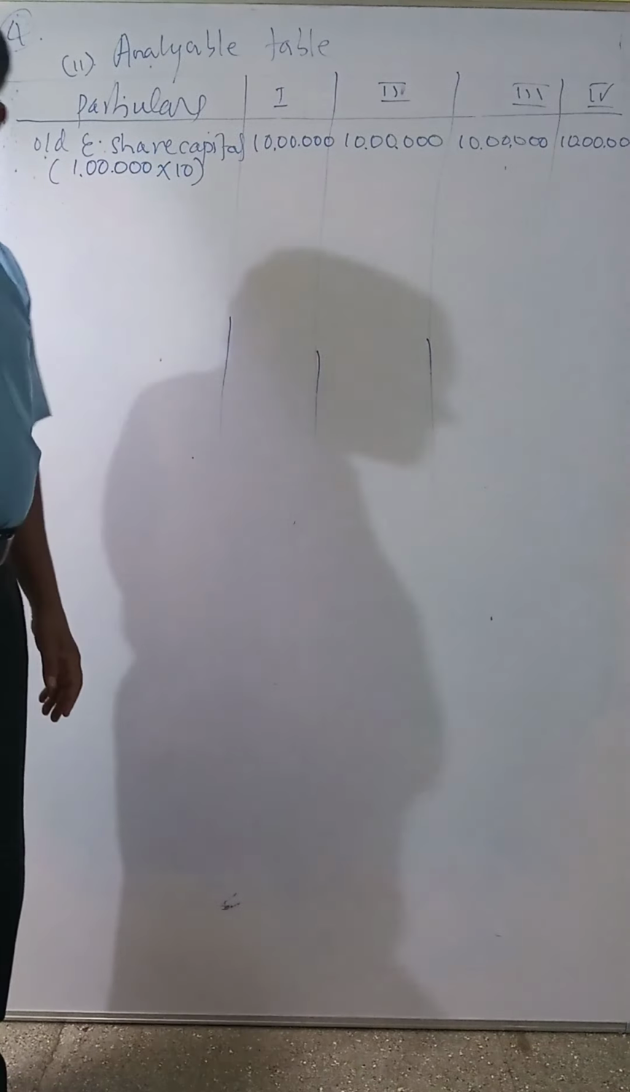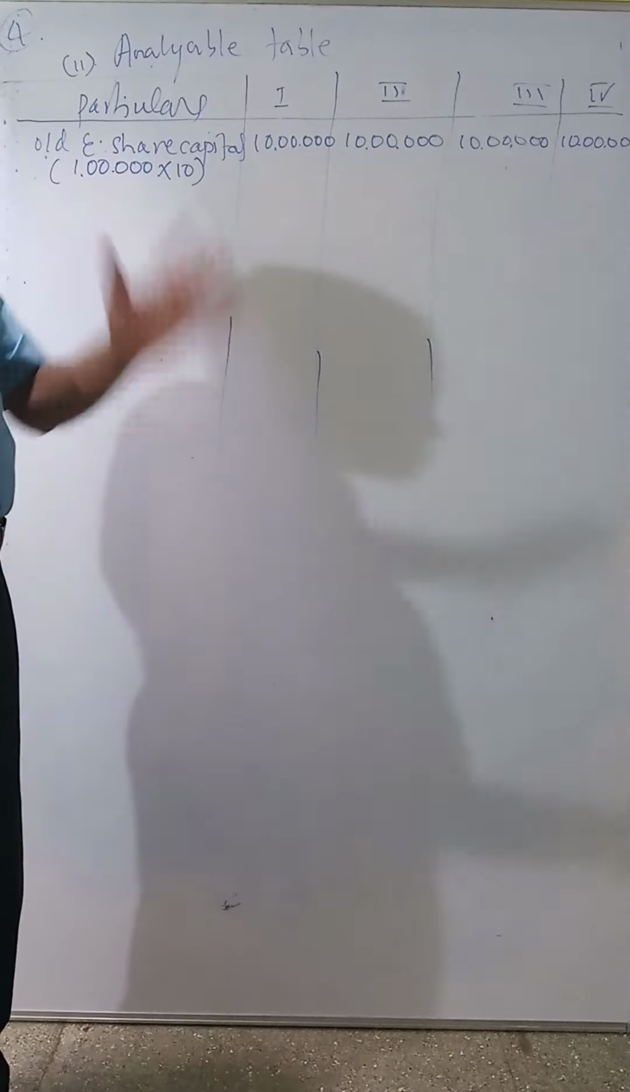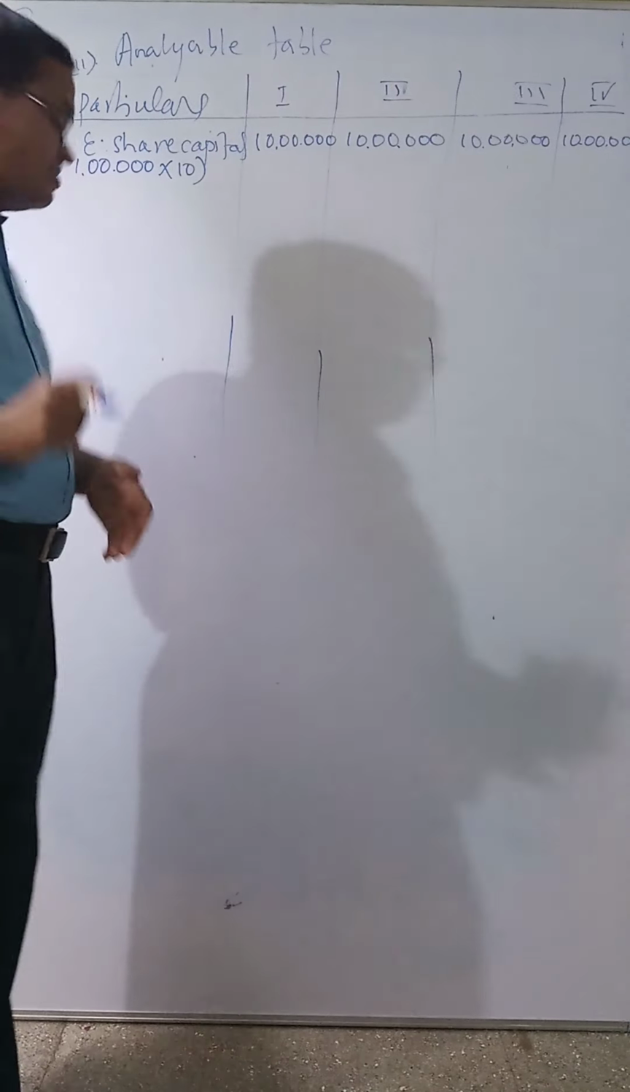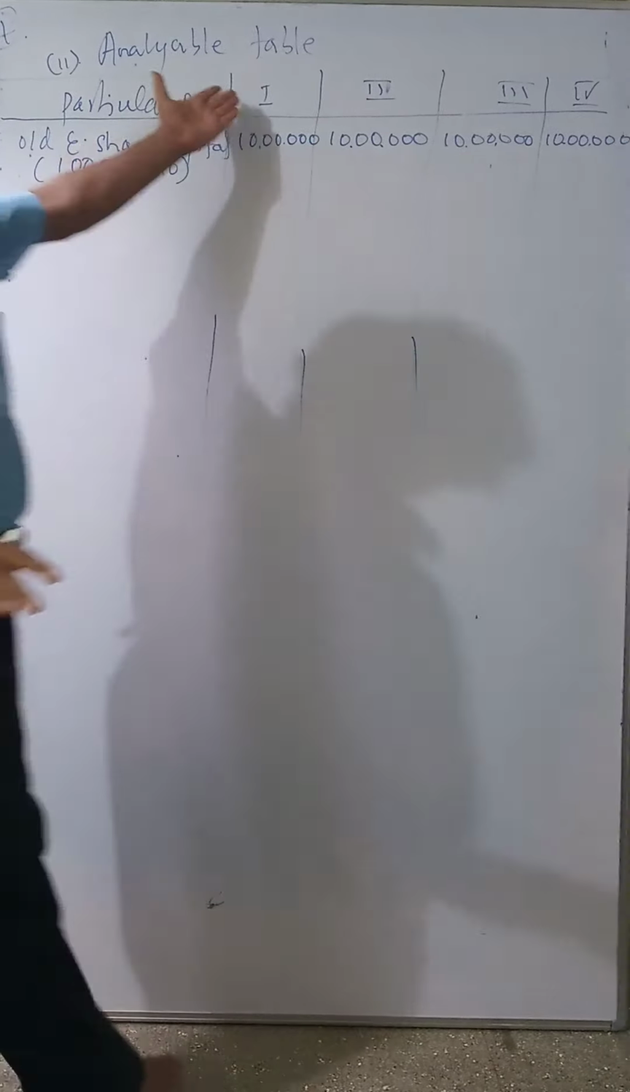I told you X Limited has rupees 10 lakh equity capital divided into 1 lakh equity shares of rupees 10 each. For all financial plans you have to write 10 lakh, 10 lakh, 10 lakh, 10 lakh. That is the old capital. And the company wants to raise another 10 lakh for expansion of its business activities. And how to raise the 10 lakh? There are 4 alternative plans.